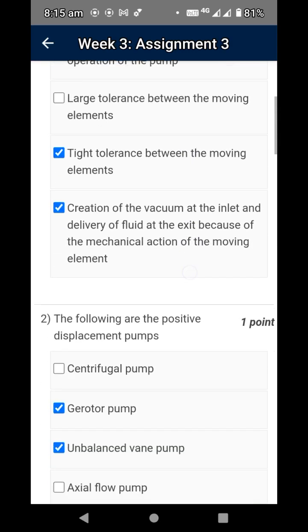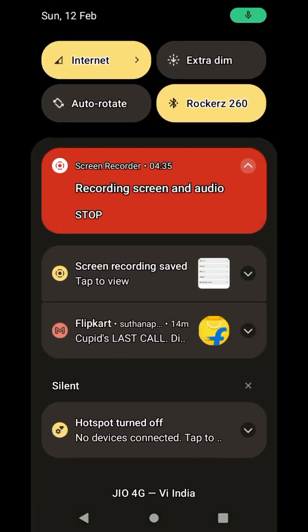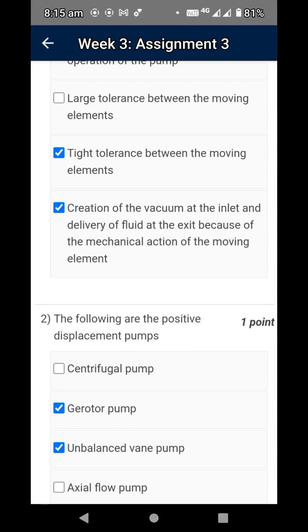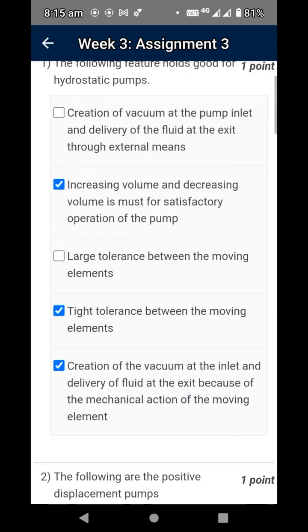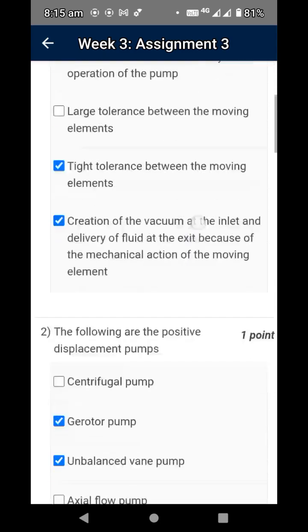And then the case of large tolerance between the moving elements. In this case, the gears are always in a tight manner, and a tight tolerance between the moving elements is only applicable in the case of positive pumps. So option 3 is wrong and option 4 is correct. So as per the first question, options number 2, 4 and 5 are correct.